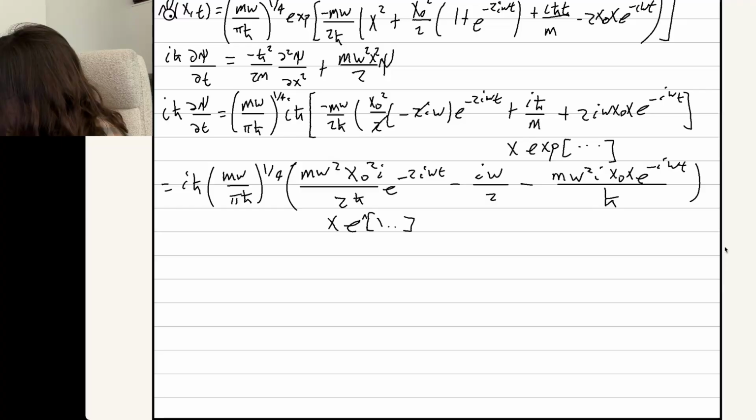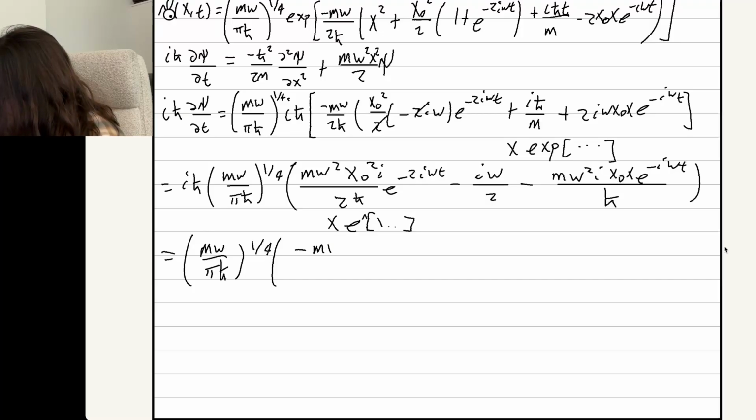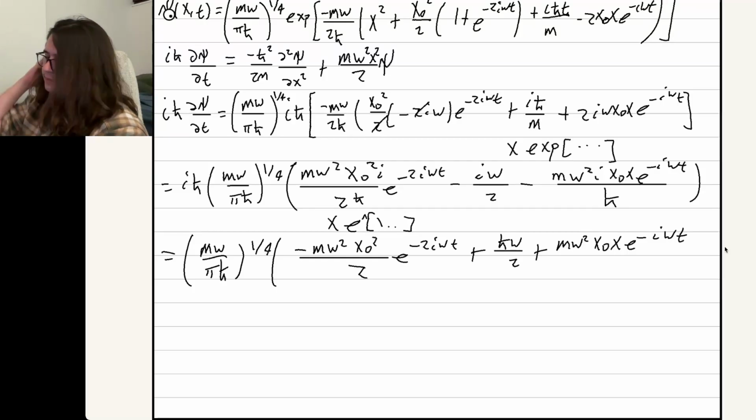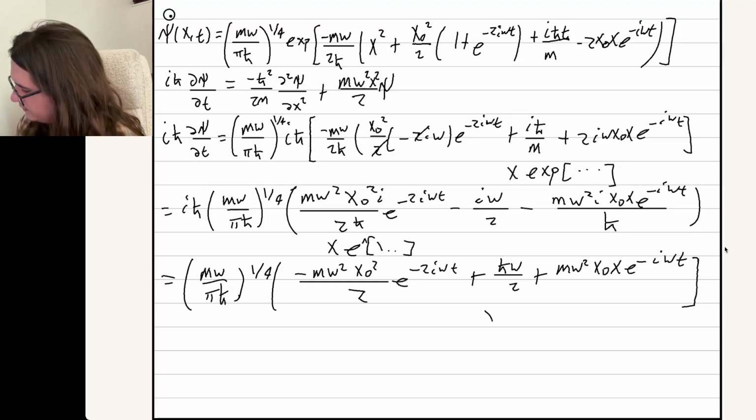It's blah, blah, blah. Now we can move the i h bar in there. So now this is minus m omega squared x naught squared over 2 e to the minus 2i omega t plus h bar omega over 2 plus m omega squared x naught x e to the minus i omega t. Pretty cool stuff there. And also still times the exponent term. It's this big one up here.